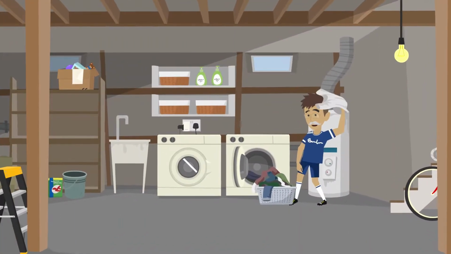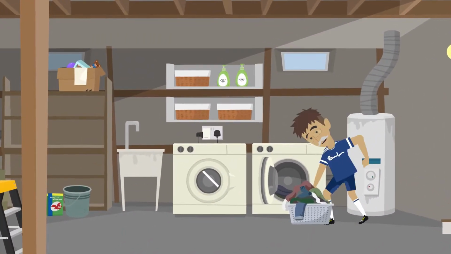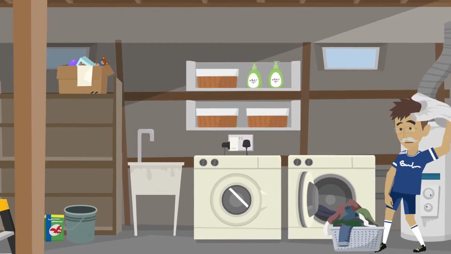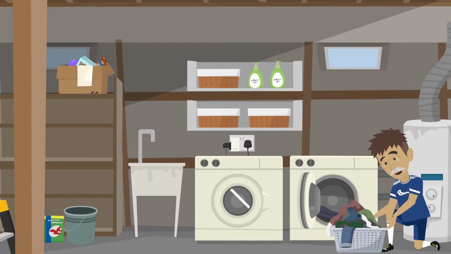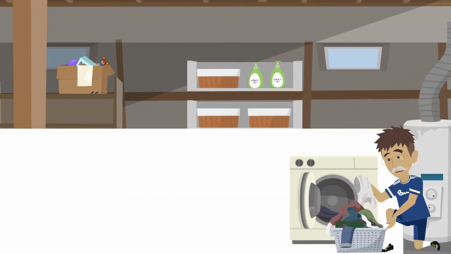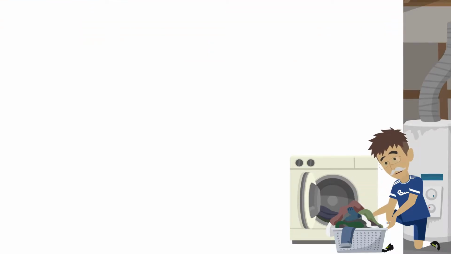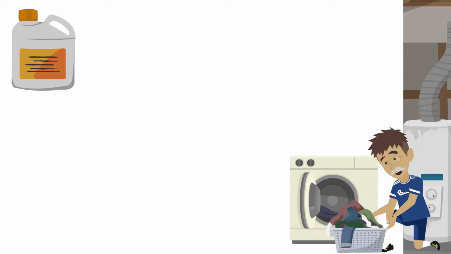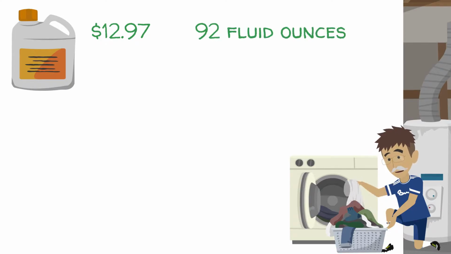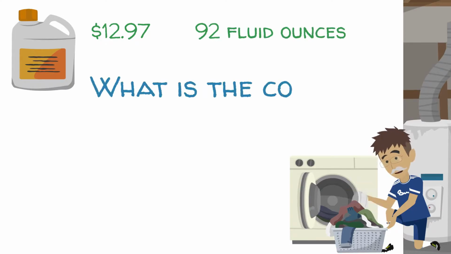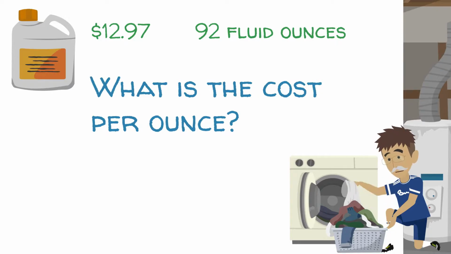In my mathematical world, I have one little problem. I am trying to get some laundry done, and unit rates are everywhere when it comes to the laundry room. A large laundry detergent bottle usually costs $12.97 for 92 fluid ounces. What is the cost per unit?